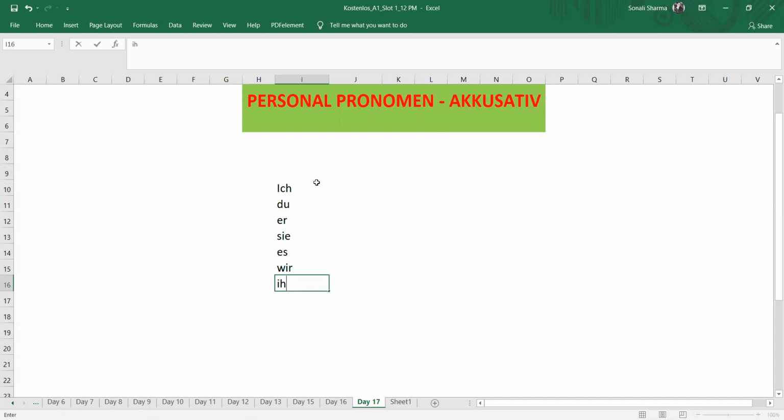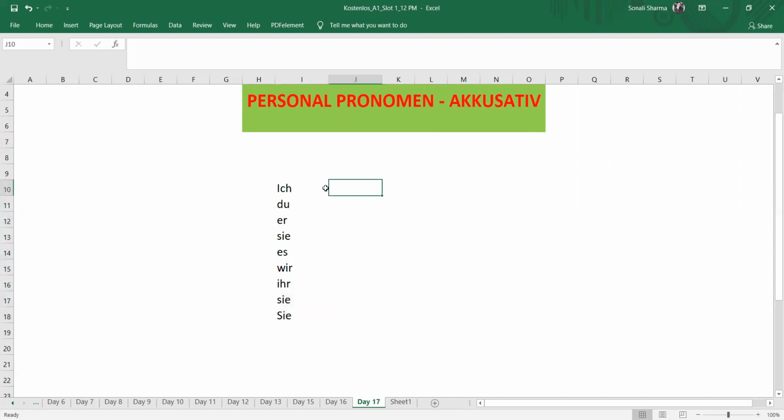Next is ihr, and it means you all. Next is small sie, which is the plural form, and the last one is capital Sie. So these are the nominative personal pronouns.